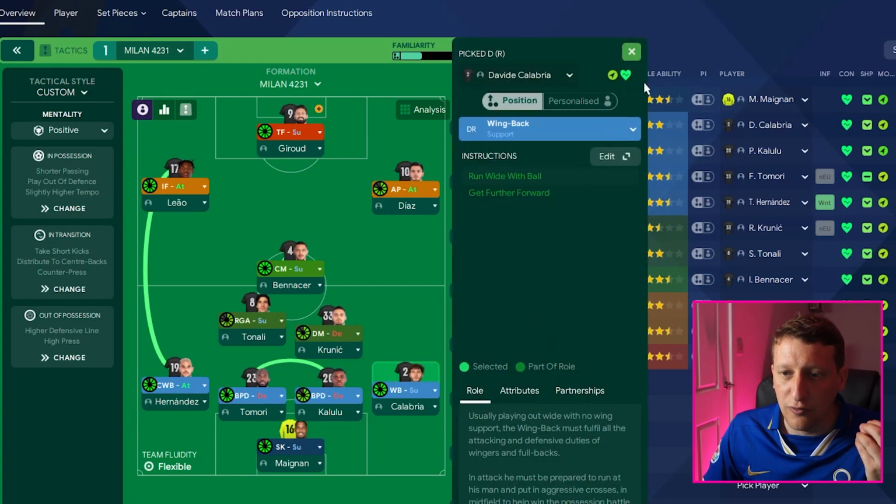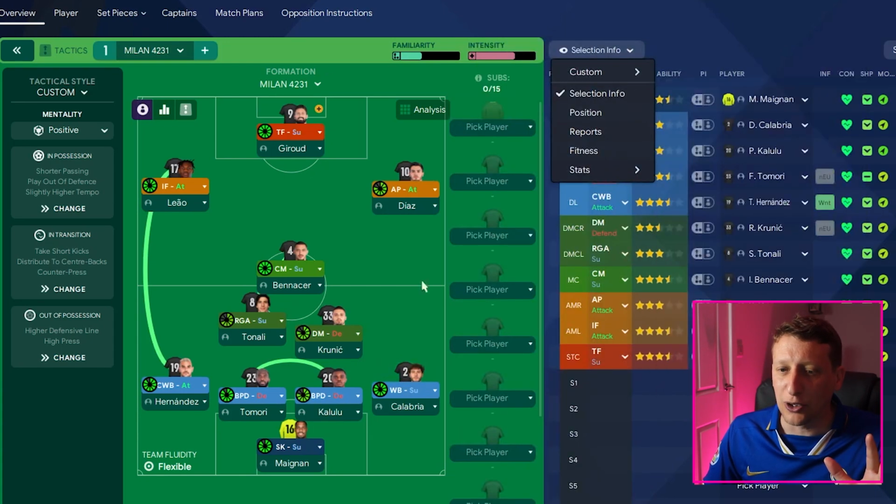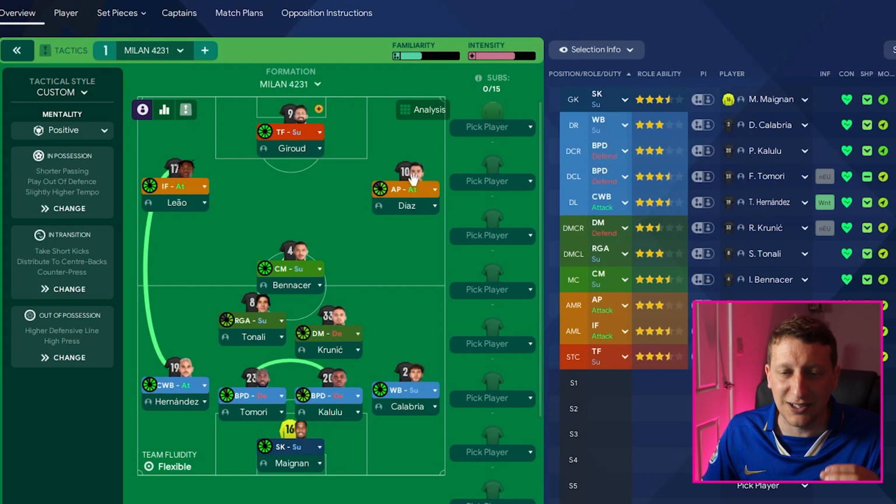The back four, we've got Calabria. You could go full back on support, but because of the role of Diaz, and we're asking him to sit narrower, I want him to get on. So we'll see how that goes. One little change, if you want to be more defensively solid, would be to have Calabria as a full back on support. Two ball-playing defenders in Kalulu and Tomori.